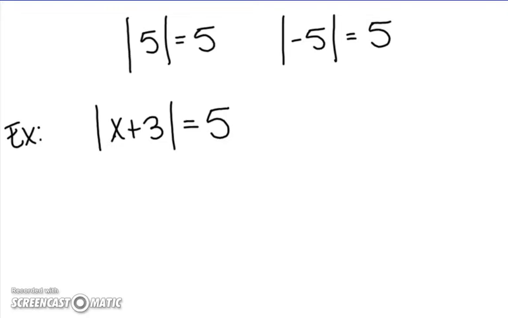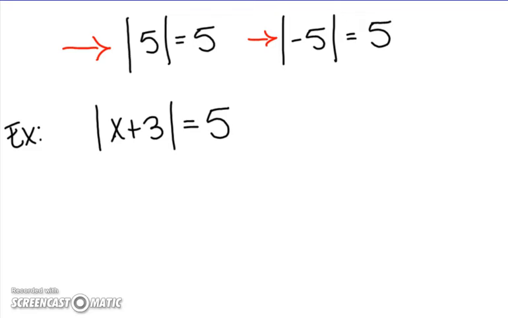The absolute value is finding the distance from 0, so it's always a positive answer. Absolute value of 5 is 5. Also, the absolute value of -5 is 5. So when we're solving equations, we have to keep in mind that the answer to whatever is inside of the absolute value is always positive.